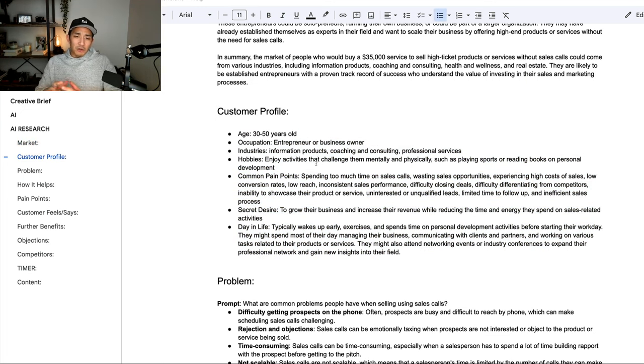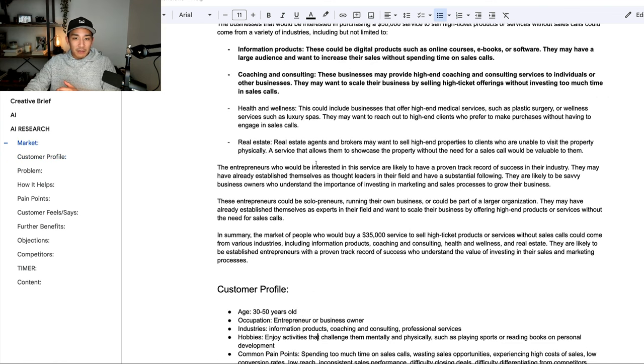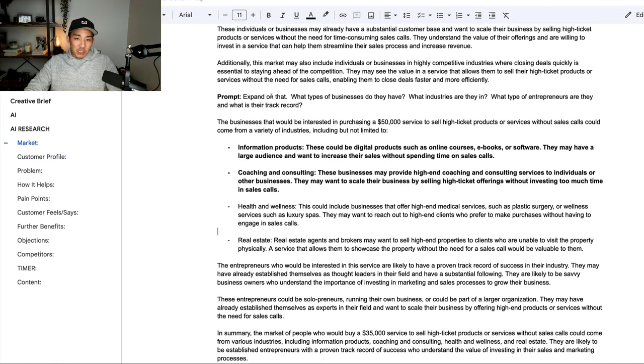So a key to using ChatGPT and getting the right information is putting in the right prompts and asking the right things. What I found is you want to be specific. And if you don't like the answer it's giving you, you want to iterate on that. You can see I did that here, where I said, "Hey, expand on that. What types of businesses? What industries? What types of entrepreneurs?" So if you get an answer back you don't like, just ask it to expand, ask it to make it simpler and easier to understand.